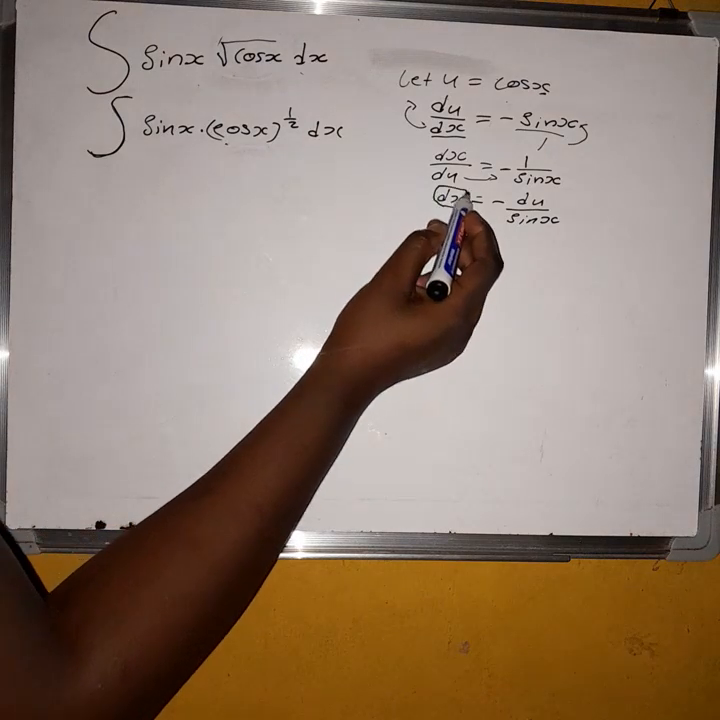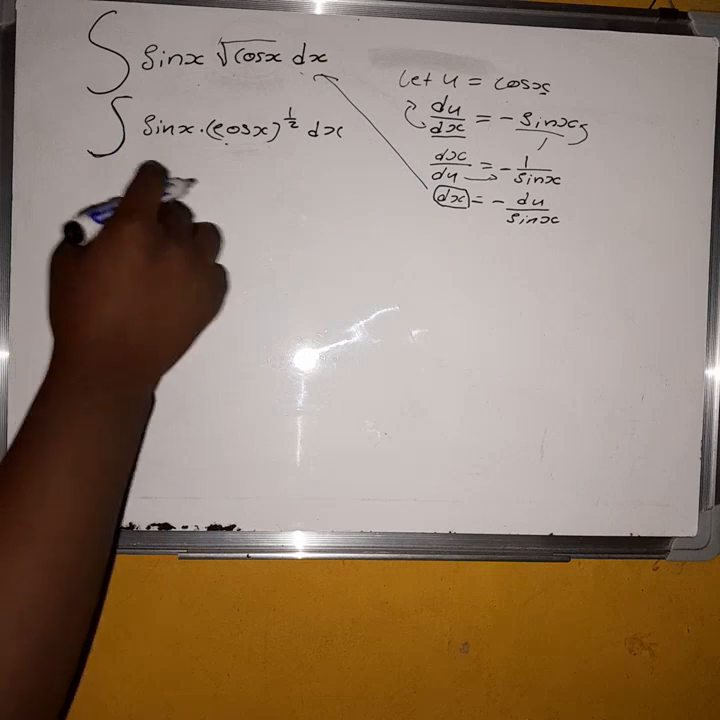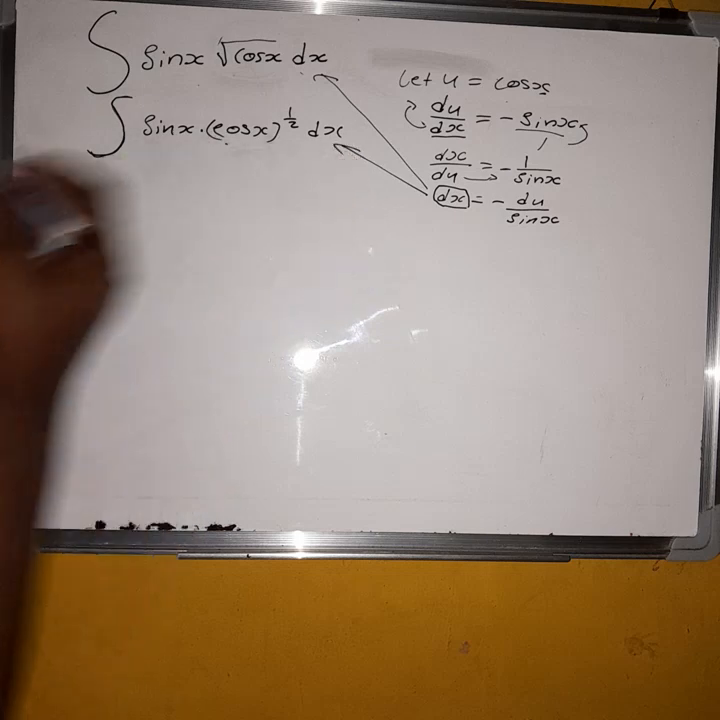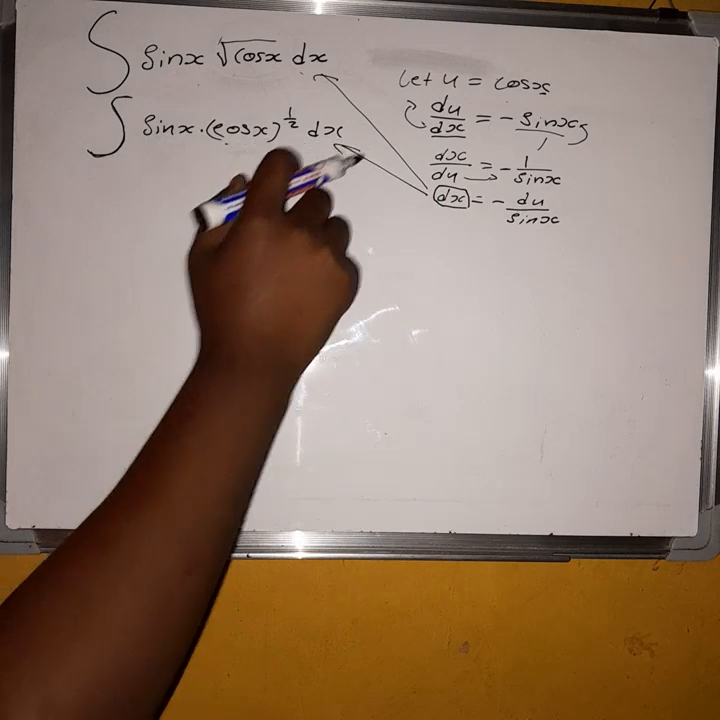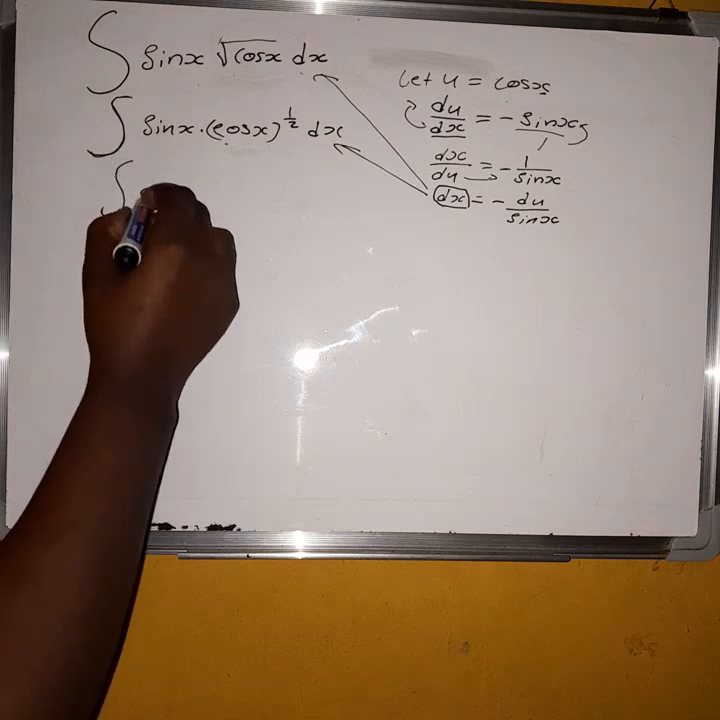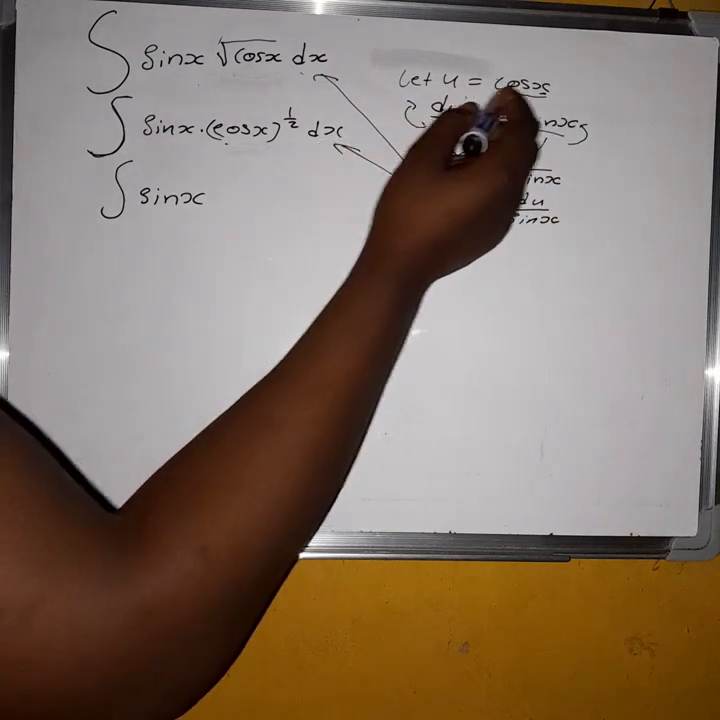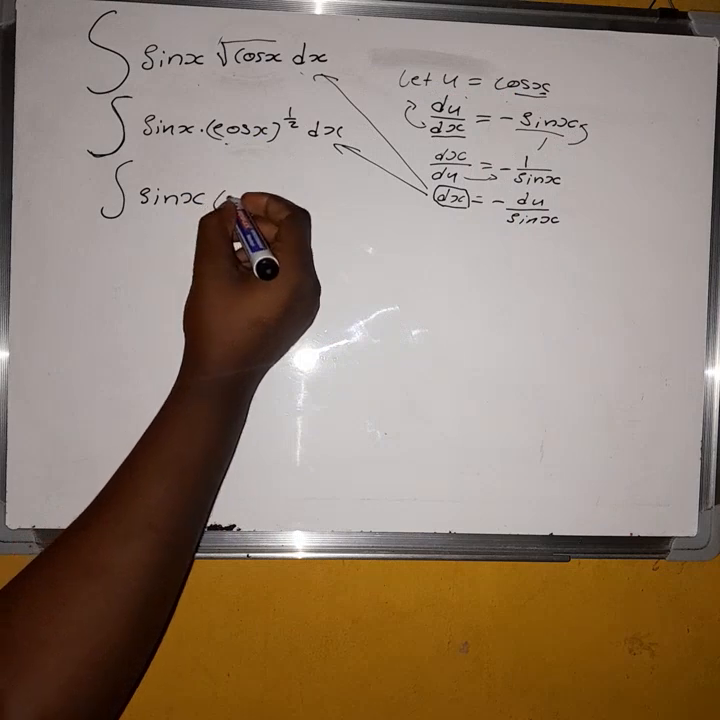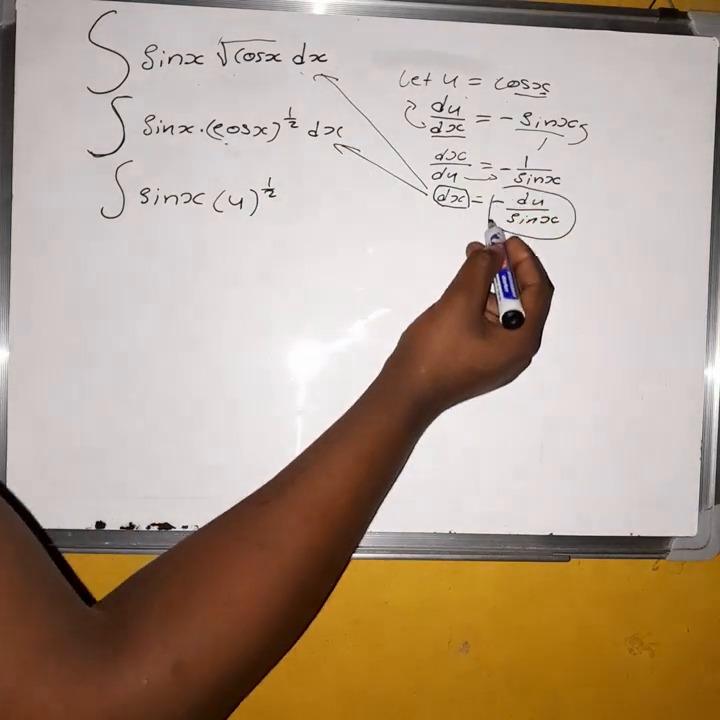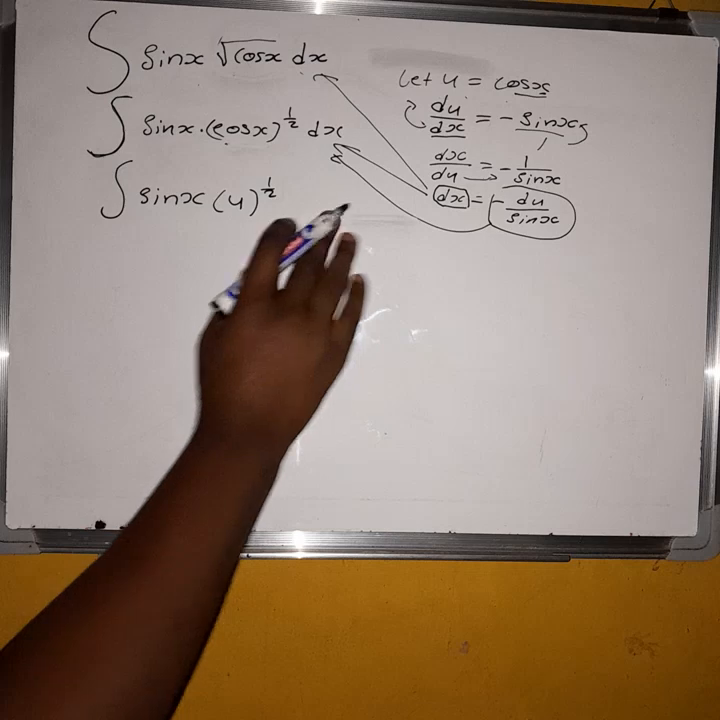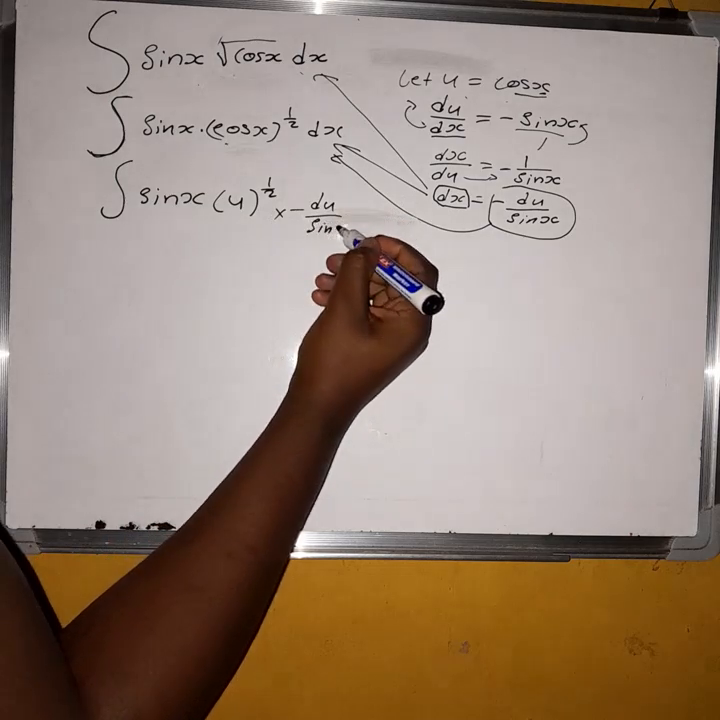Then we have this, we take this and substitute there. Let me just substitute here. Remember, we said let u be equal to cos x, so we'll replace cos x with u. Here we'll say u to the power of 1 over 2. What about dx? dx is all of this, so we replace it here, multiplied by negative du over sine x, right?